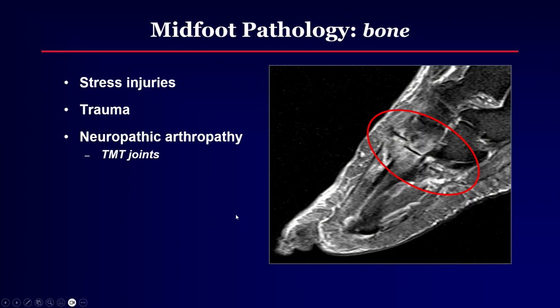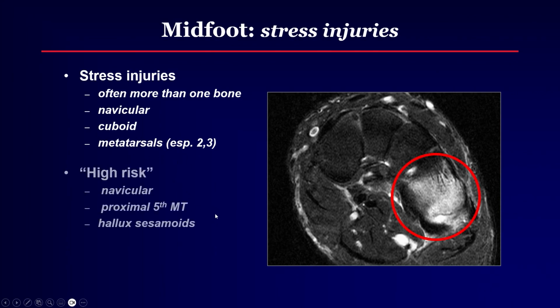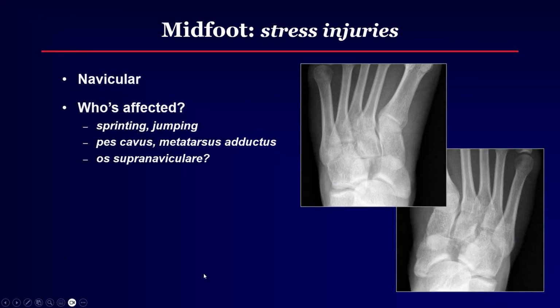All right, let's talk about midfoot pathology. Clearly, probably the most common thing we see is going to be neuropathic arthropathy in the tarsal-metatarsal joints. But there are a lot of other things, as we know, with stress injuries and trauma. Stress injuries are usually more than one bone, but we talked yesterday about this. This is kind of unusual, the cuboid and so on. We love looking at the metatarsals for stress injuries. I talked yesterday about the high-risk stress fractures, the navicular and the proximal fifth, as well as the hallux sesamoid.